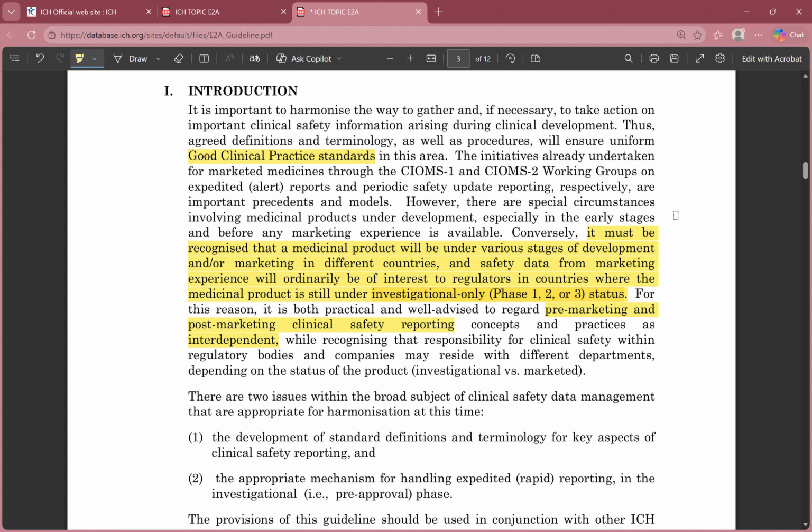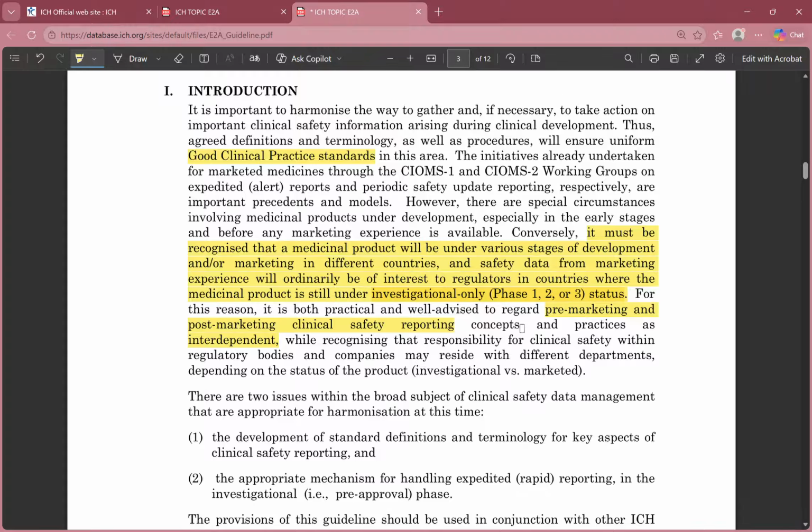What is mentioned here is about the CIOMS I and CIOMS II working groups, that they have already undertaken initiatives for marketed medicines, right? But the drugs that are still being developed are very different. Why they are different is because we have the reasons here. That is, there is less safety information available and they are still being tested in the clinical trial phases, phase 1, 2 and 3.